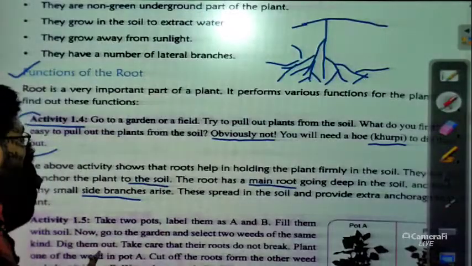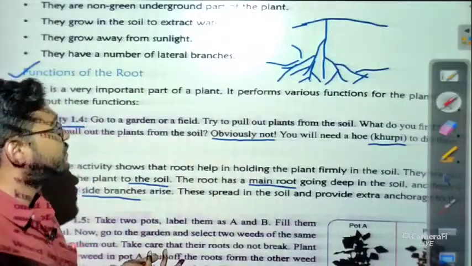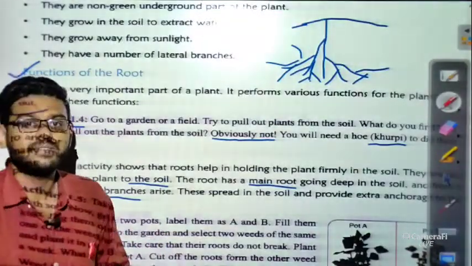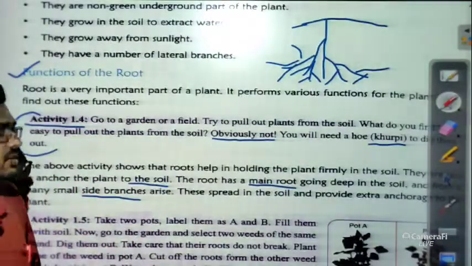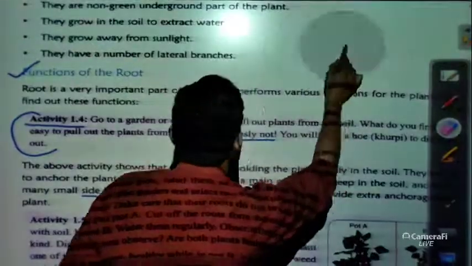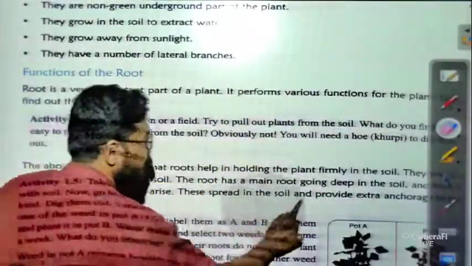So this is a very easy activity. I hope all of you can understand, because we have discussed previously the tap root and fibrous root. In the fibrous root you have seen how many branches there are. They hold the soil very firmly, so that we can't uproot it easily.